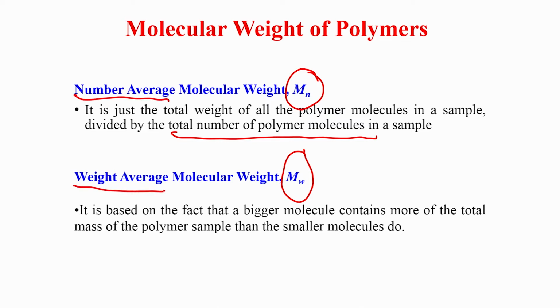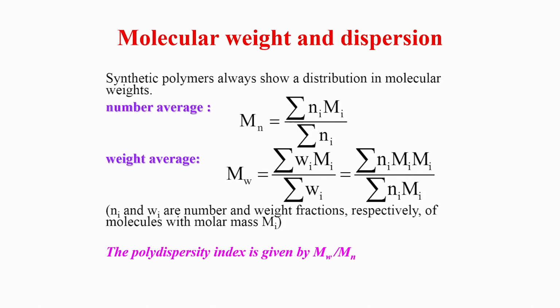And weight average molecular weight, this Mw, is based on the fact that the bigger molecules contain more of the total mass of the polymer than the smaller molecules. So, therefore, there is a need to define a different type of molecular weight, and that is why weight average is used.